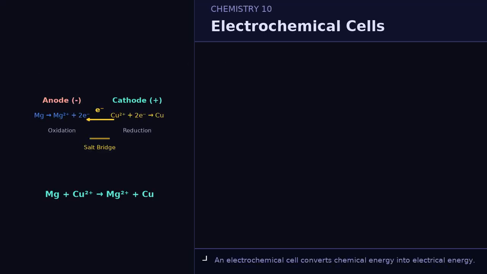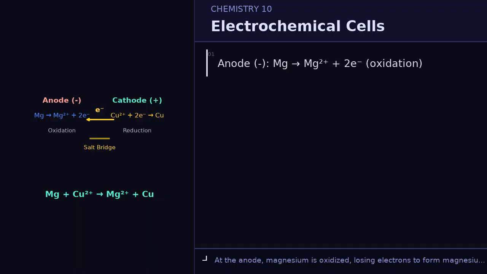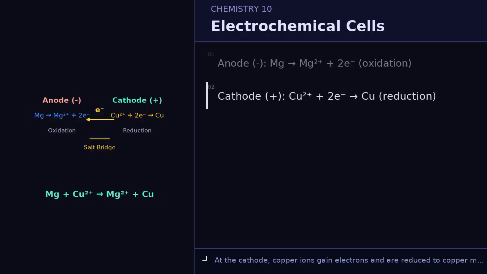An electrochemical cell converts chemical energy into electrical energy. At the anode, magnesium is oxidized, losing electrons to form magnesium ions. At the cathode, copper ions gain electrons and are reduced to copper metal.